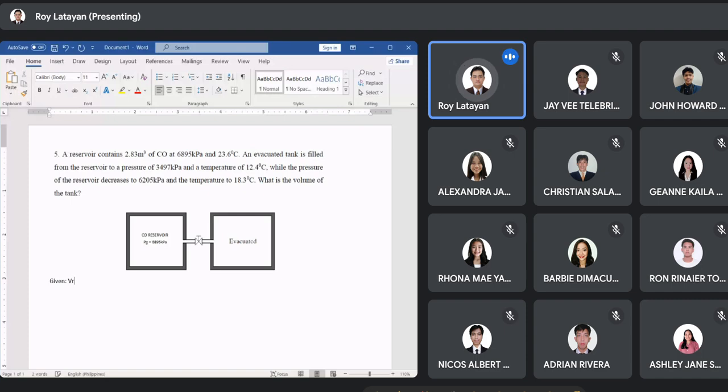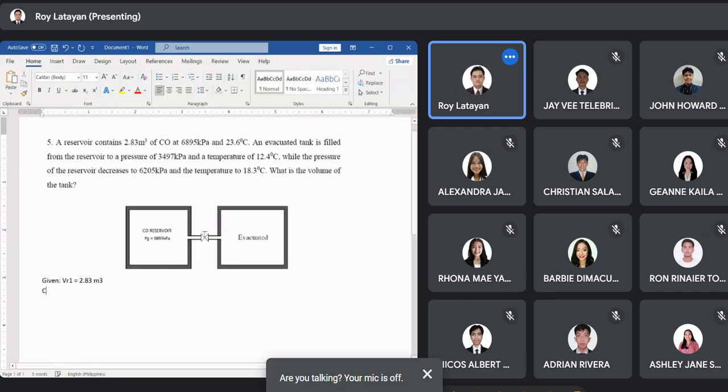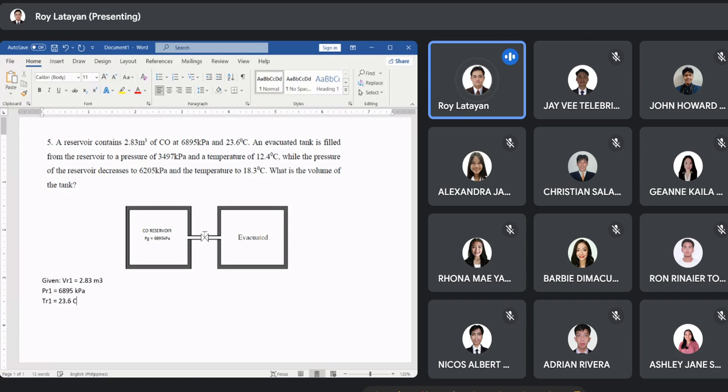So, the initial volume of the reservoir is 2.83 meter cube. We are given CO. Given tayo ng pressure ng reservoir, I denote it as PR1, 6895 kPa, temperature natin ng reservoir is 23.6 Celsius.